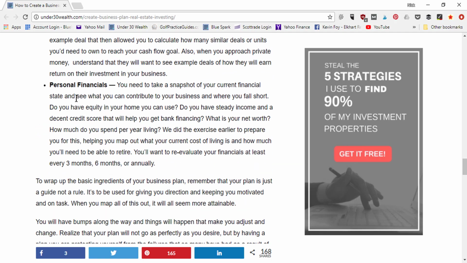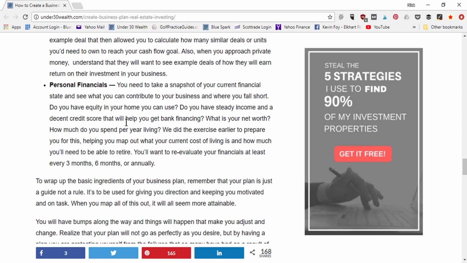Then we've got the personal financials. Lastly, this is your net worth, your income sources, your debts, liabilities, just an overall picture of how you stand financially so that you can figure out your plan for real estate investing based on your current finances. So if you've got lots of cash sitting in the bank, then you might be ready to buy your first deal all cash.